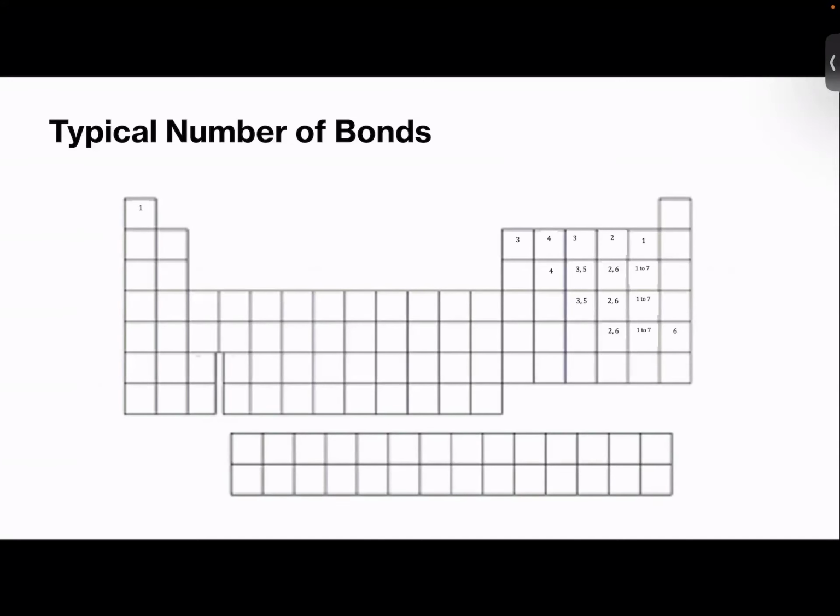Now, how many bonds can you expect an element to have? Well, you'll notice that for hydrogen it's 1. For period 2 elements, there is only one option. For boron, it's typically 3. For carbon, carbon will always, always, always have 4 bonds. Nitrogen will typically have 3. Oxygen will typically have 2. And fluorine will always have just a single bond.